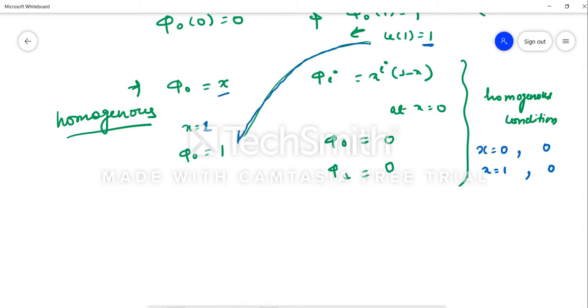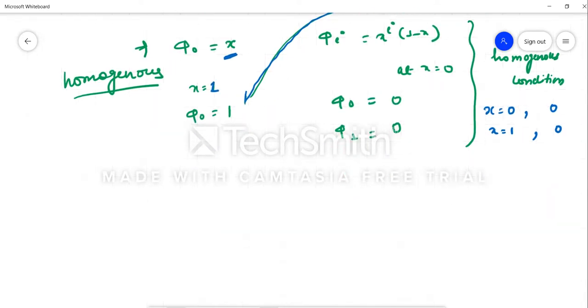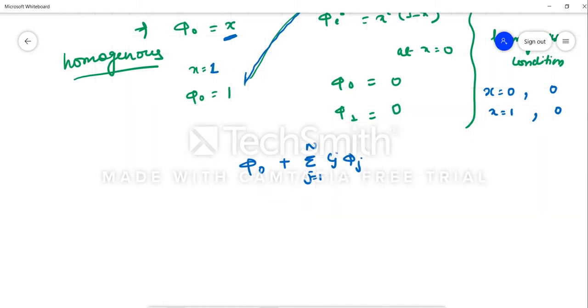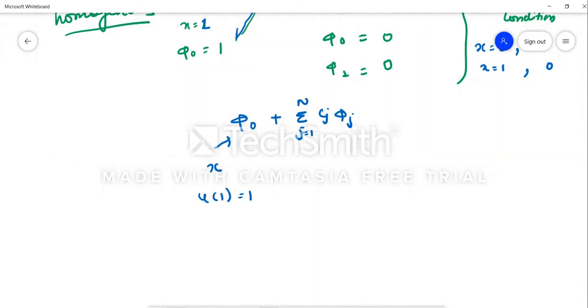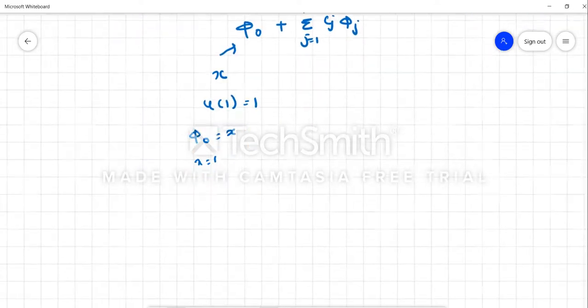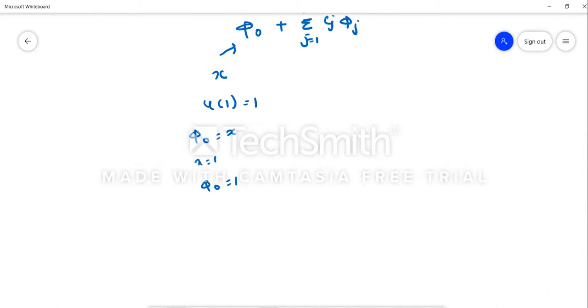Okay, if you are having doubt, let me explain again. We write the equation this way: phi equals sigma j equals 1 to n, Cj phi j. So phi naught equals x is this value, and this will satisfy this condition. If we take phi naught equals x, then at x equals 1, phi naught equals 1. So these values are the same, so this equation is satisfied.